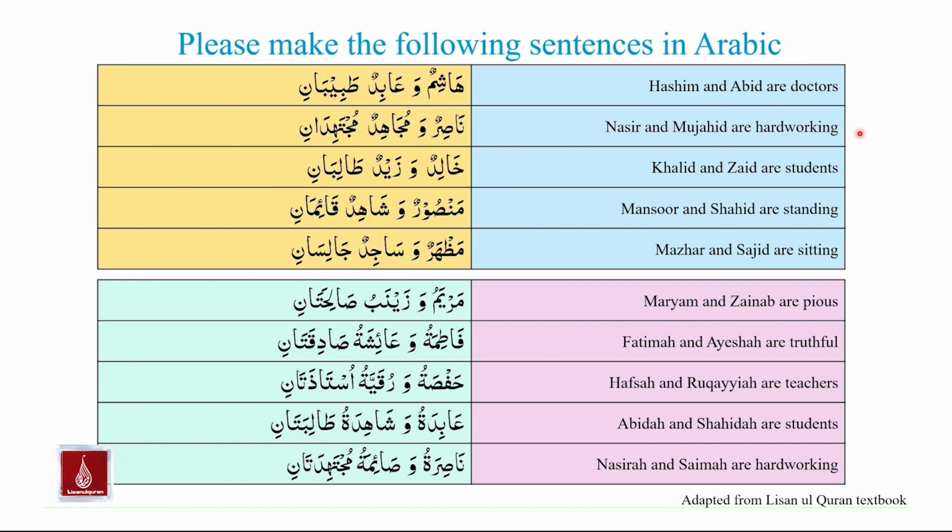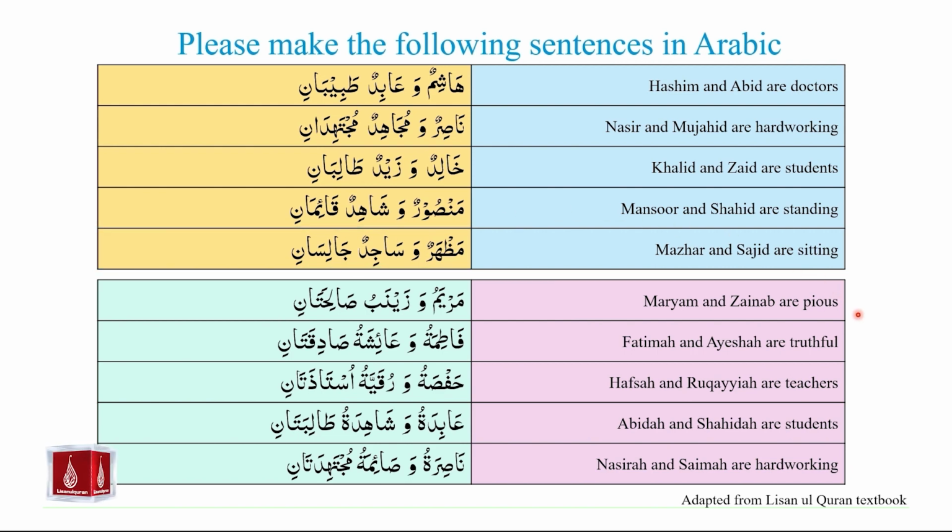Nasir and Mujahid are hardworking. Nasirun wa Mujahidun mujtahidani. Khalid and Zaid are students. Khalidun wa Zaidun talibani. Mansur and Shahid are standing. Mansurun wa Shahidun qaimani. Mazhar and Sajid are sitting. Mazharun wa Sajidun jalisani.